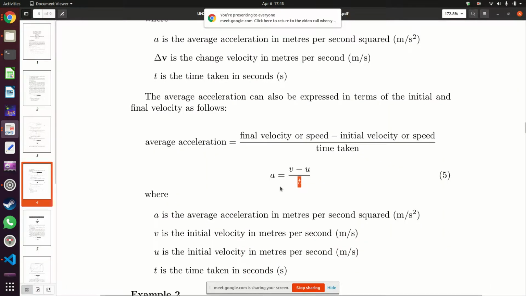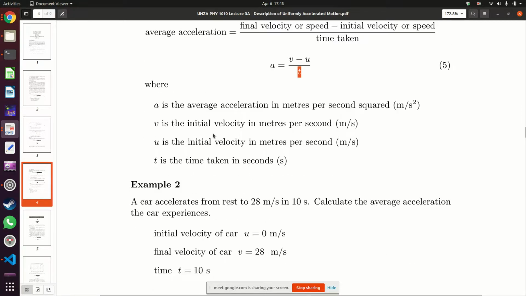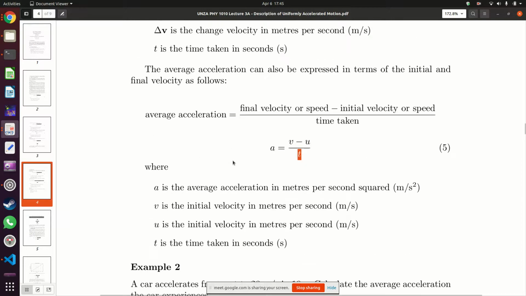So acceleration measures how fast the velocity of an object is changing. That's what acceleration does. If the velocity is changing very slowly, then the value of acceleration is going to be small. If the velocity is changing very fast, then the value of acceleration is going to be large.